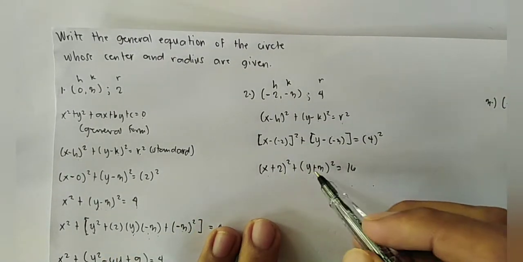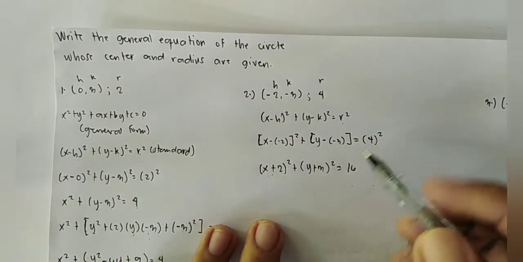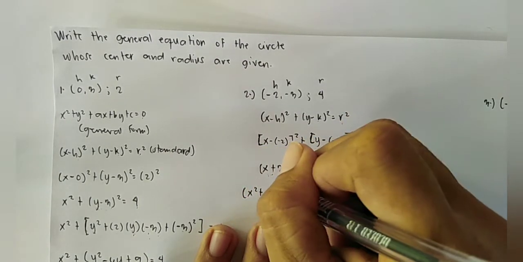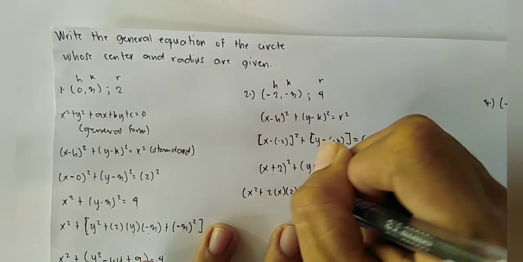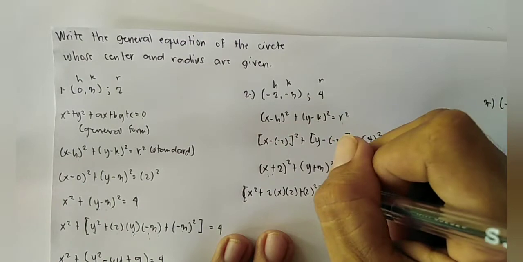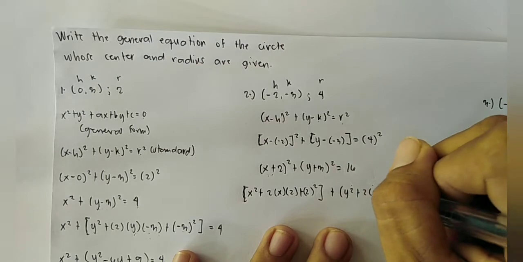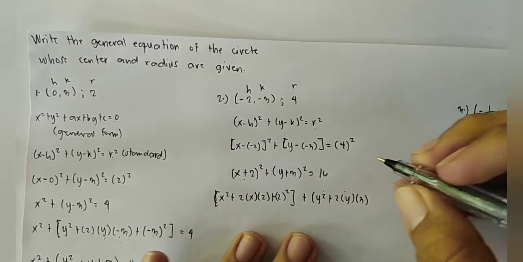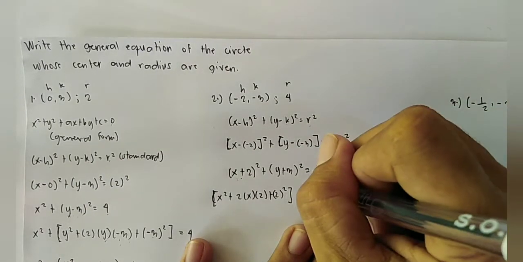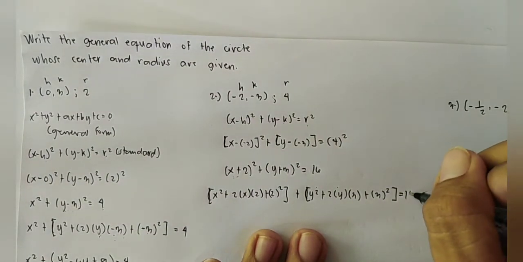We have to expand both terms here, which are (x plus 2) squared plus (y plus 3) squared. So expanding this one, you will get x squared plus twice the product of the first and the second term, then square the last term. Then from the other side, plus y squared plus twice the product of the first and the second term, then square the last term. Okay, I forgot to use bracket. We have to use bracket in this one to avoid confusion with parenthesis sign, is equal to 16.